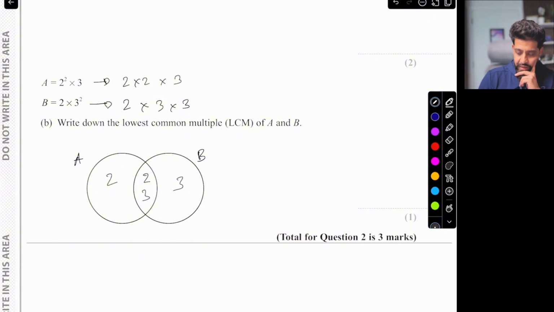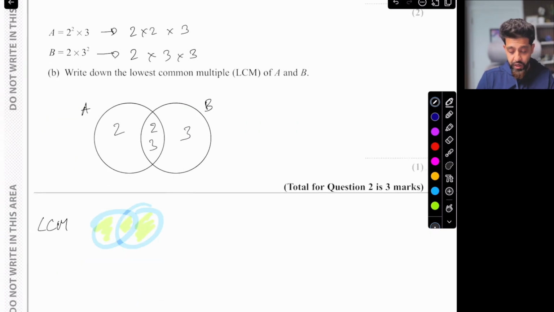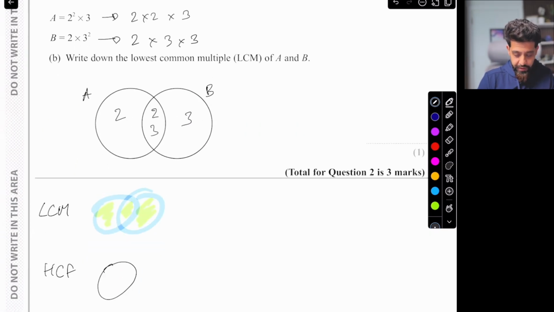Now, LCM is simply all your circle, all your parts. So this part times this part, that times this part. That is your LCM. If you are asked to do HCF, it will be this circle, and it would just be the middle that you take. Okay, but you've been asked to do the LCM.